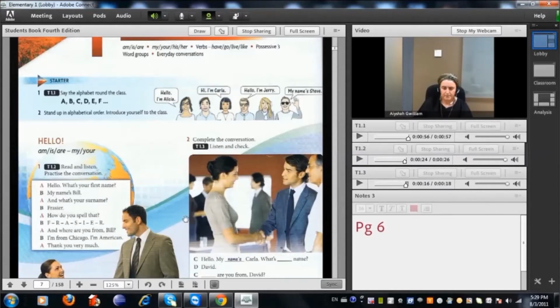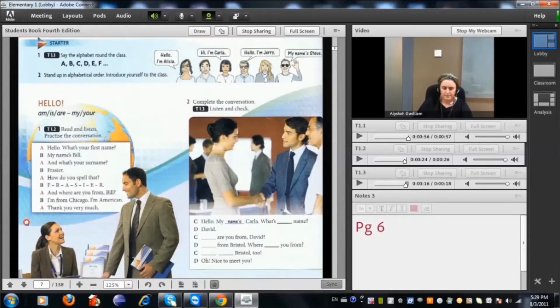All right, now I want you to practice this conversation with a partner, and I want you to see if you can do it without even reading the book. The first time you can read the text, but after you know what you're going to say, try and do it without looking at the text. And use your own name. My name's Aisha. And what's your surname? William. How do you spell that? Okay, so use your own name. Off you go.